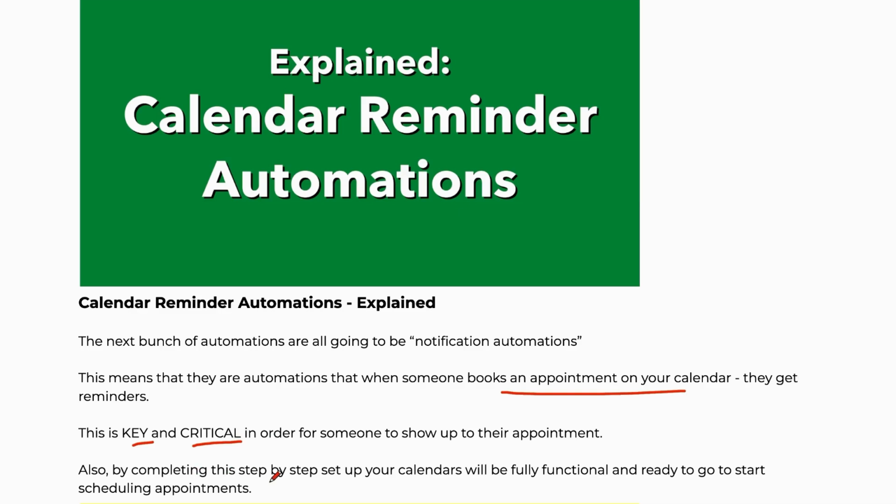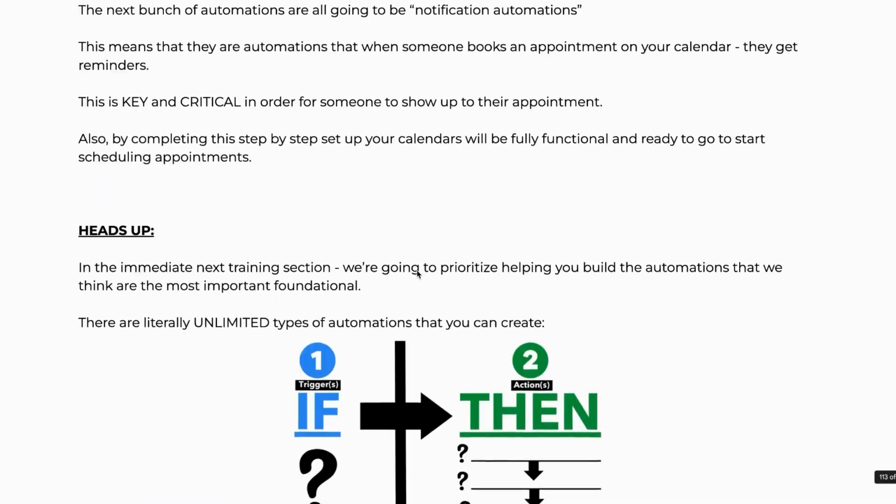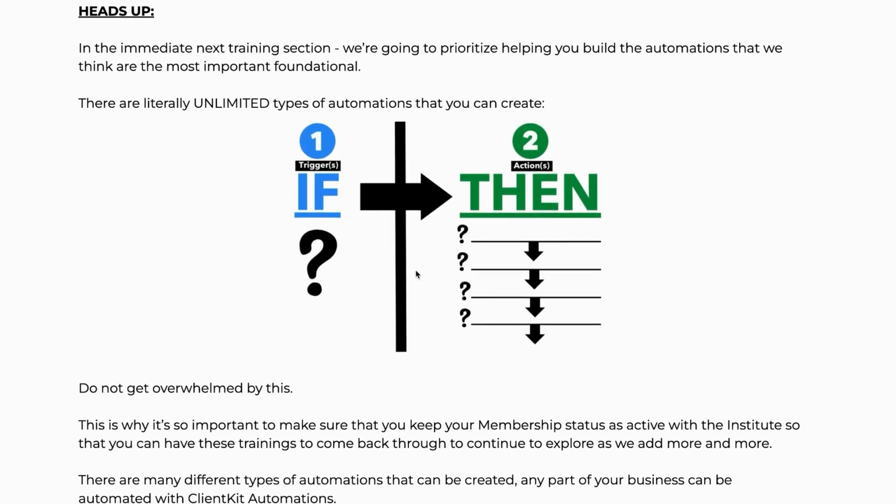And then also by completing this step, you also have a fully functioning calendar ready to start scheduling appointments as well. Now, just a quick heads up, what we are going to primarily focus on in the next couple training sections are really the foundational primary automations for calendar reminders that you are going to need. We're not going to build out 100,000 of these different types, okay?